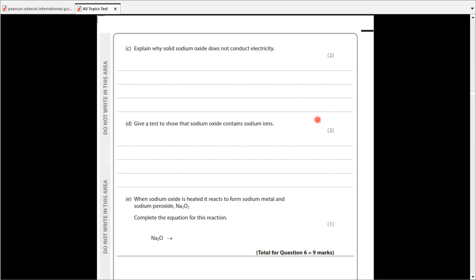Sodium, because they have, because they all have full outer shells, so all the electrons wouldn't react or leave the shells. No, I'm not talking about electrons. I'm talking about the ions. Why are the ions not free to move? I'm not sure about this one for the second one.